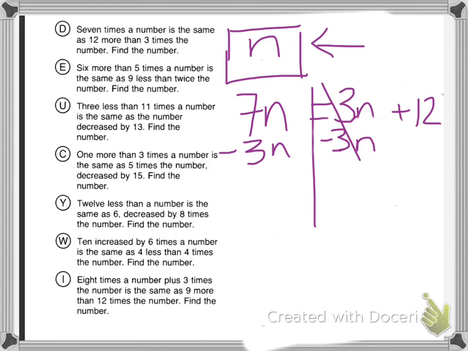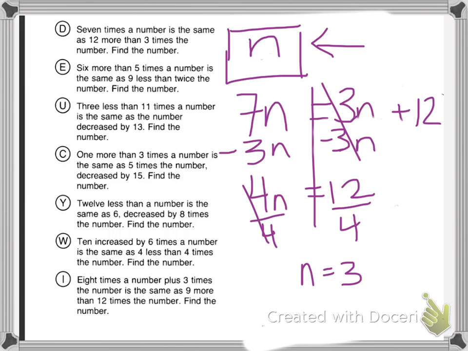Isn't this getting easy, right? Got the 12 on this side. I've got the 4N on this side. Divide both sides by 4, and I am on it. I've got N is equal to 3. So now I know what N really is. N is supposed to be 3. So the number is really 3.